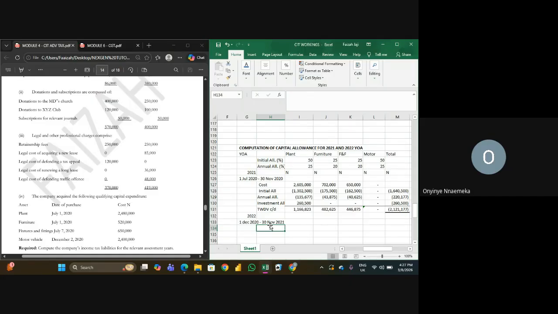Okay. So I guess we have new assets here, which is the motor. Motor, how much? 2,400,000. Then we have the initial allowance. Let me just copy this. Initial allowance, 0 for others, equals 50% of the costs.